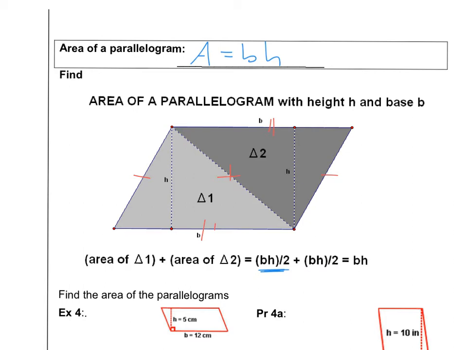So really what you're doing when you're finding a parallelogram is you're finding the area of two triangles. Well, that's 1/2 base times height plus 1/2 base times height. Sorry, my handwriting is bad there. Well, 1/2 plus 1/2 is just one whole. And so the area is just base times height. That's it. So let's put that into practice here.